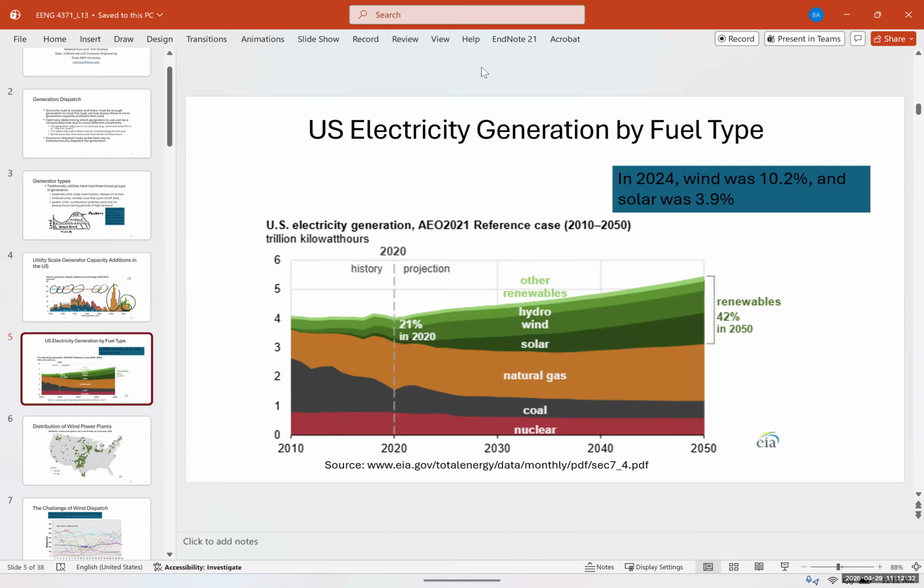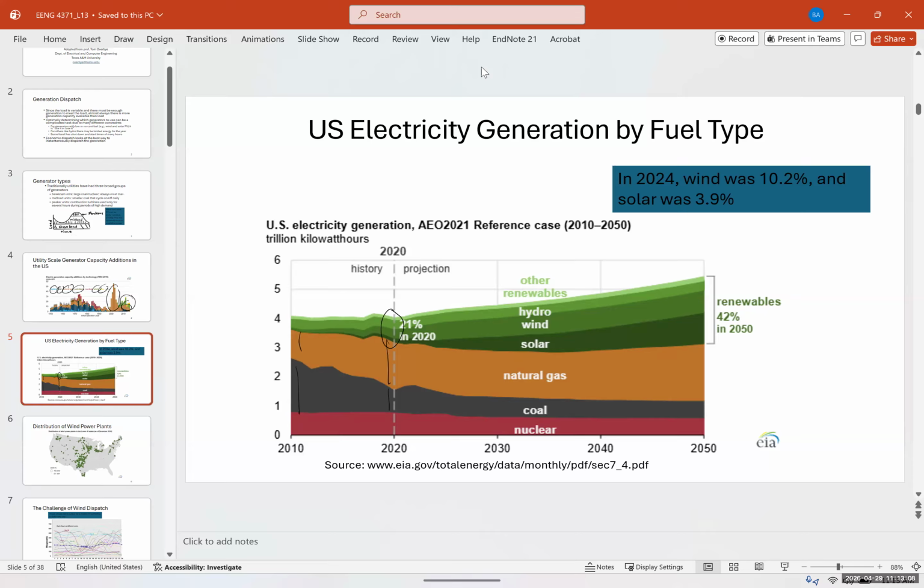Notice that in the first half, from 2010 to 2020, natural gas has increased rapidly. Coal has shrunk. You can see the difference here. And renewable energy has also gained traction, and it's now at around 21% of the total energy supplied to the grid.